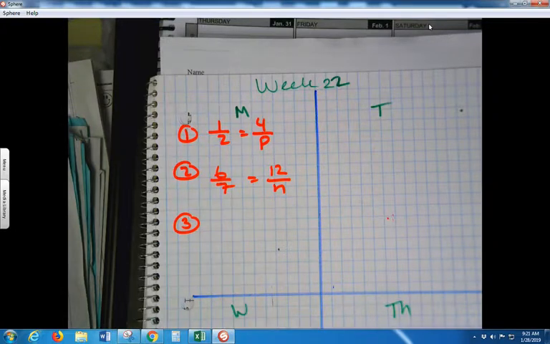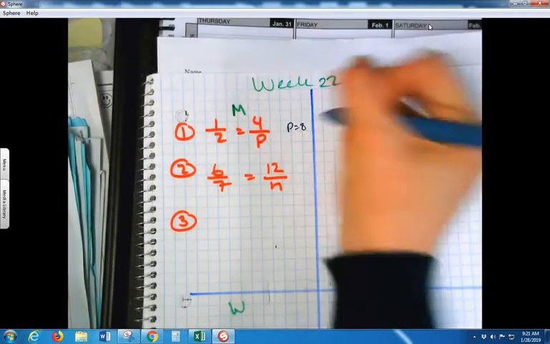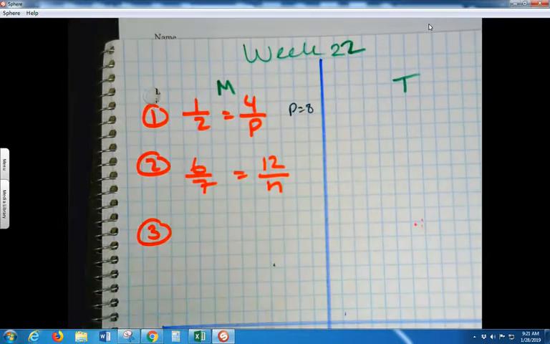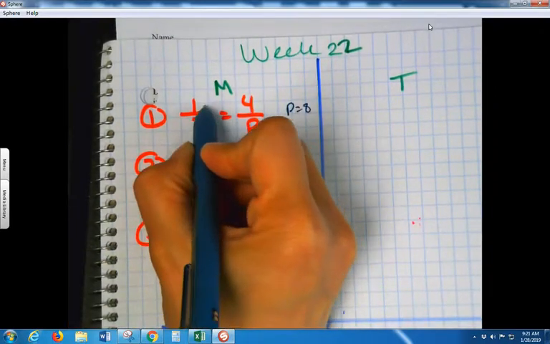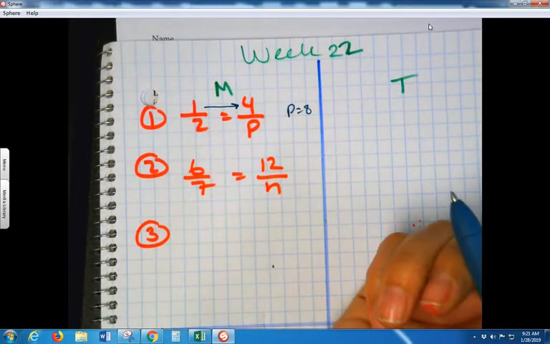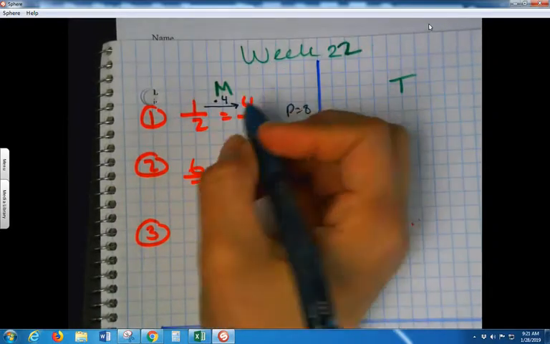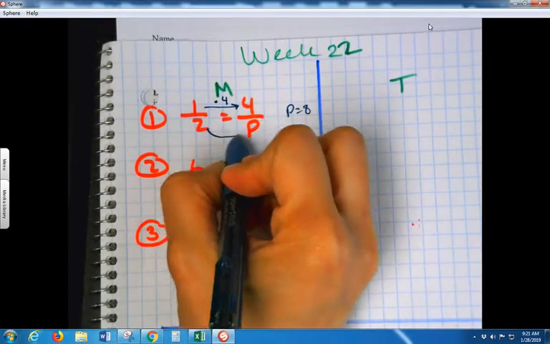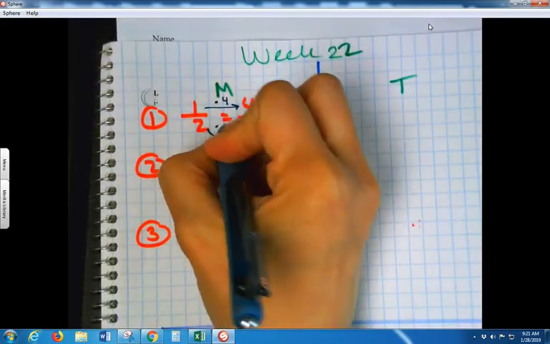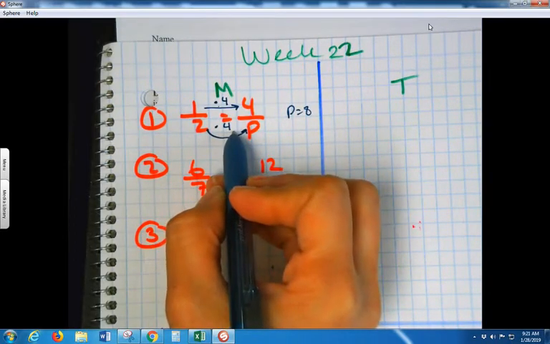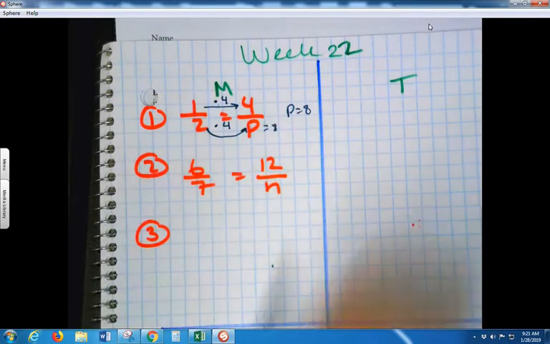Ashley, what did you get for P for number 1? What is the value? 8. Say it one more time. 8. Very good. So, P is equal to 8. How many of you use the shortcut? If I see from 1 to 4, what did I do? Times 4. So we're multiplying by 4. How did I go from 2 to P? Times 4, the same thing. So, 1 times 4 is 4, so therefore 2 times 4 is 8. That's how Ashley and some of us got 8.